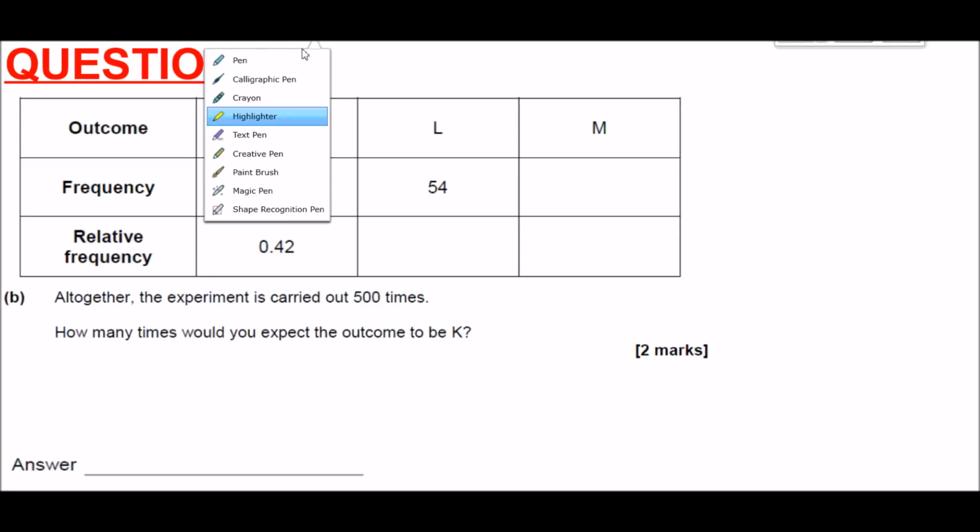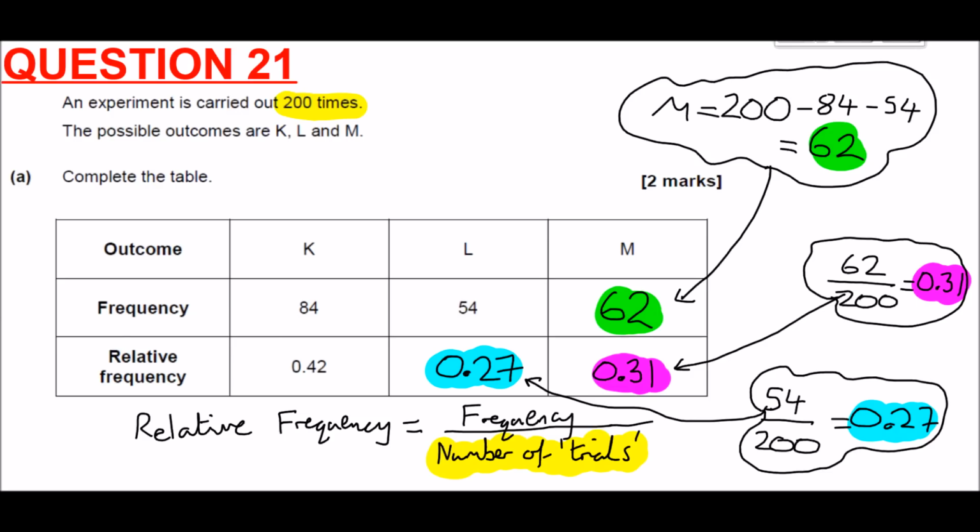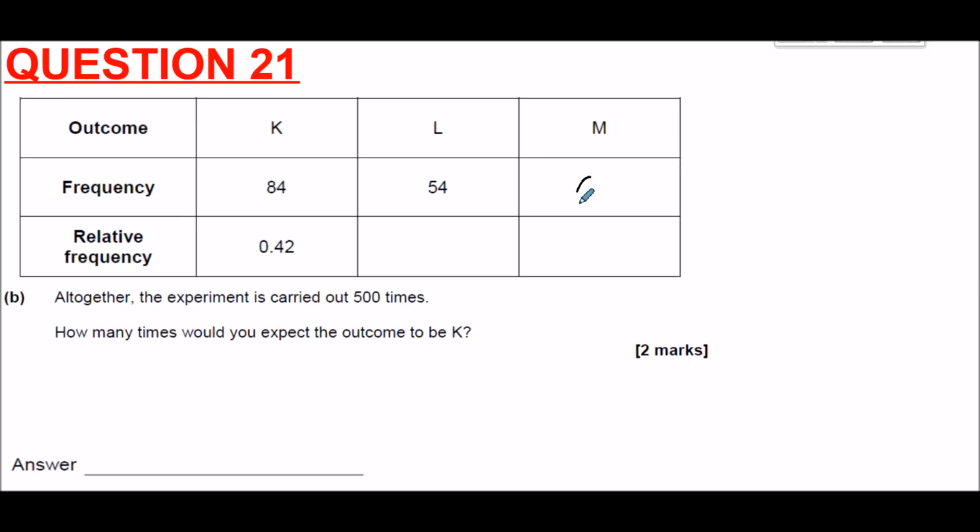So part B, we've got the same table. I'm just going to quickly copy in the results from before, so we're looking at the same table and same results. Part B says that altogether the experiment's actually repeated 500 times. And we're asked, how many times would you expect the outcome to be a K? And so the relative frequency of the experiment being a K is 0.42. So that means that 42% of the time you'd expect it to be a K. So it's this proportion of the total we're interested in.